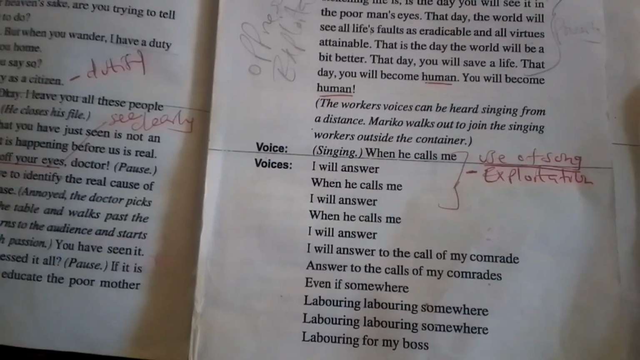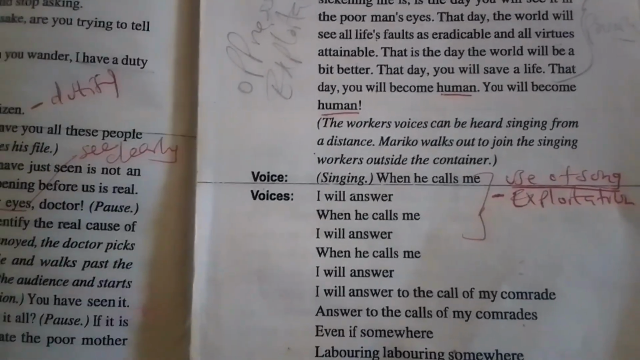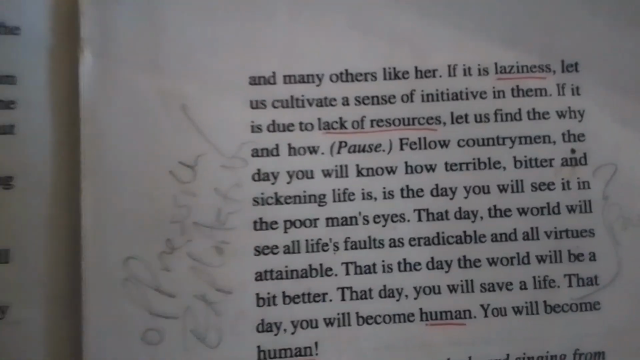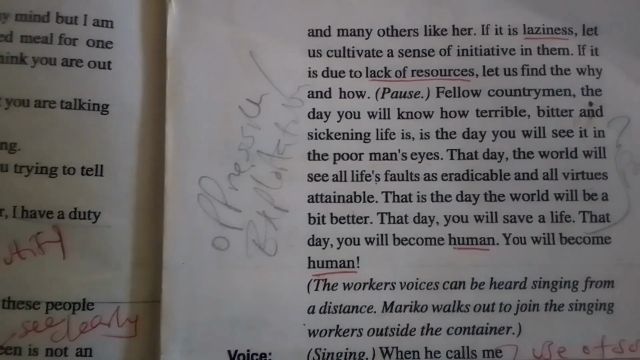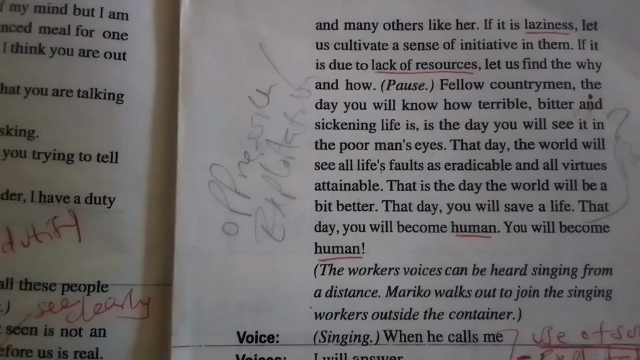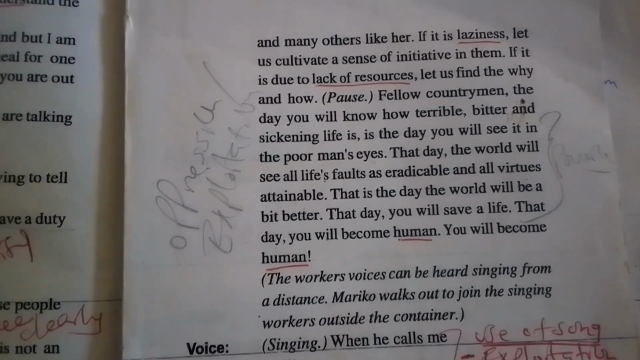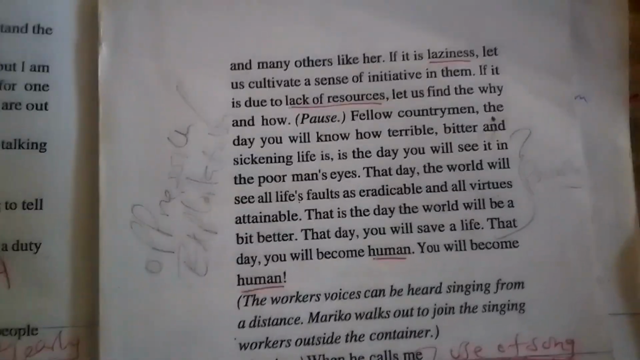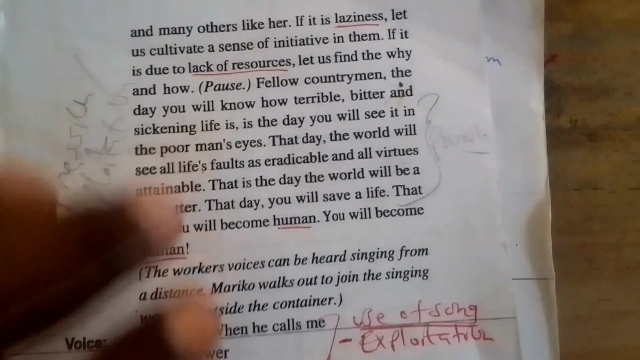Of course, poverty, according to Mariko, has solutions. We can see Mariko suggests around 3 approaches on how to have a solution towards poverty. We have education for ignorance, initiative for laziness, investigation for lack of resources. So basically, those are the solutions for poverty, because that is the major problem. That is the major plight that the workers undergo. And then we have features. We have different features of style on this page.